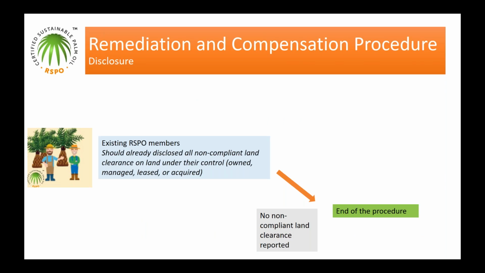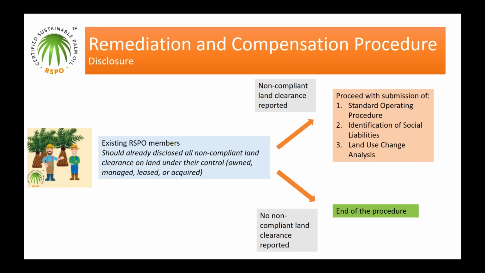This is just to show you that when an existing RSPO member discloses no non-compliant land clearance, it's the end of the procedure for them. So they can then proceed with the necessary preparation for RSPO certification. But if they disclose non-compliant land clearance, they will have to proceed with the submission of the standard operating procedure, or SOP, identify any potential social liability, and finally submit the land use change analysis.